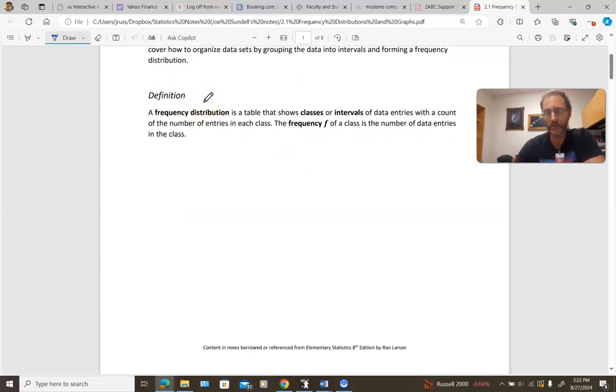All right, so this is the actual definition. It's a table that shows classes or intervals, okay, so these two terms are interchangeable, of data entries with a count of the number of entries in each class. So, if I'm measuring monthly grocery bills, one class might be between $700 and $799, and then the next class might be $800 to $899, okay? And then I would just see how many data entries fall into each of those classes or intervals. And then the frequency of a class is the number of data entries in that class.